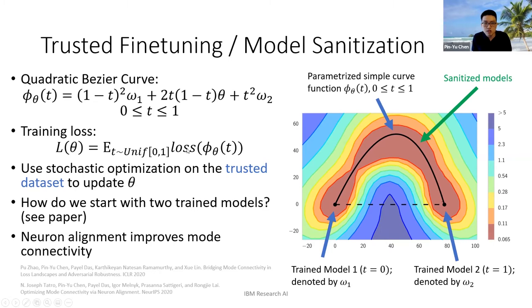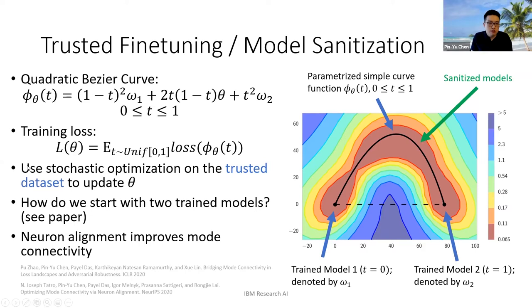So how do we use this idea to do model sanitization? Imagine now these two end models are poisoned models, models with the Trojan. What we want is to find such a curve, and then move along this curve to find a better model that has similar performance in terms of standard accuracy to the end models. But at the same time, we can alleviate the backdoor attack because these models are further away from the poisoned models.